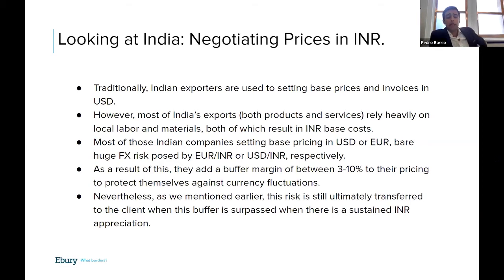So yeah, in the case of India, traditionally exporters have been generally used to setting prices and invoices in USD.